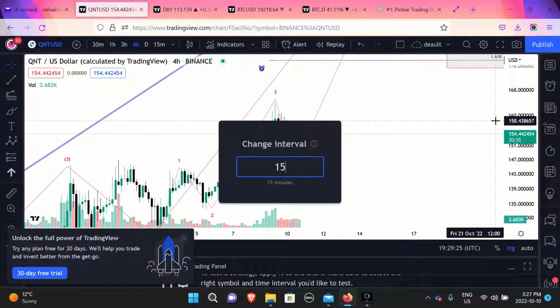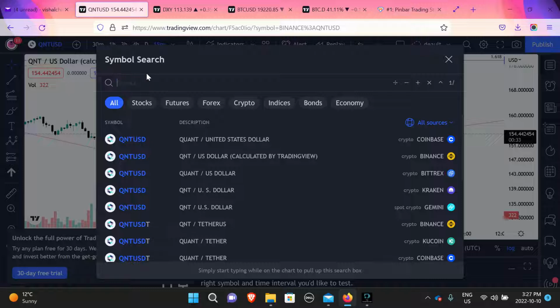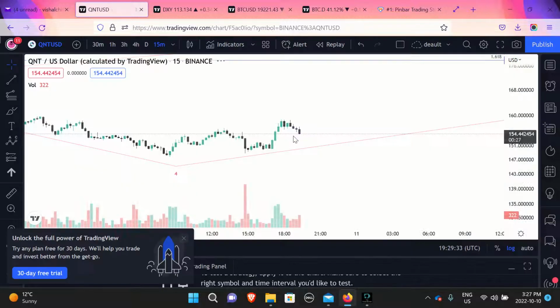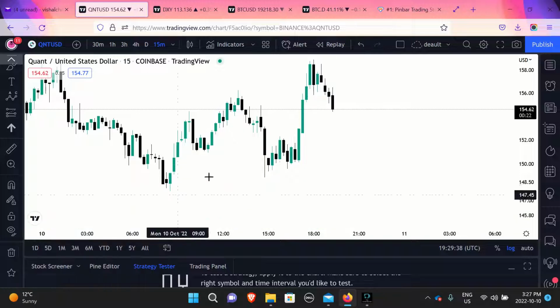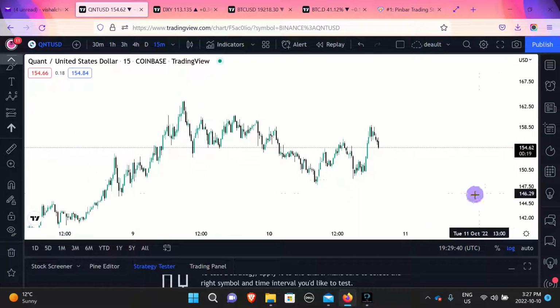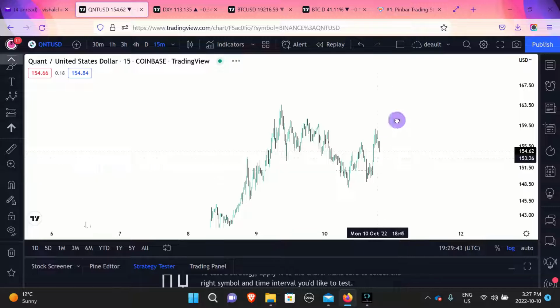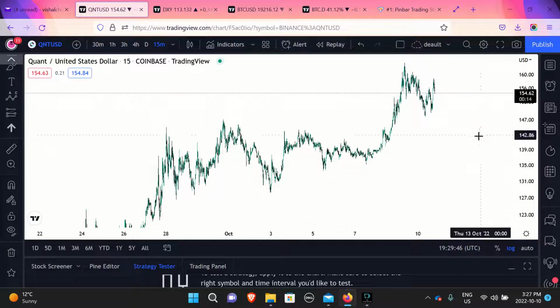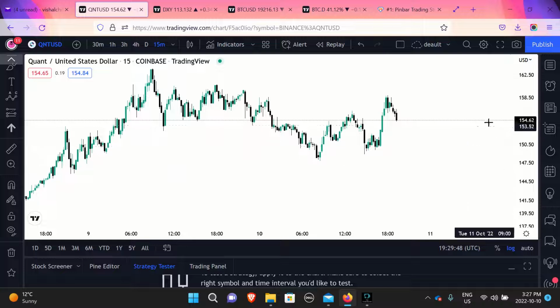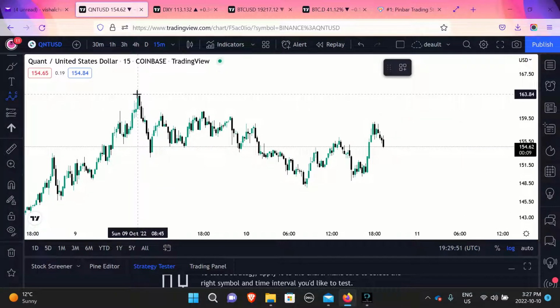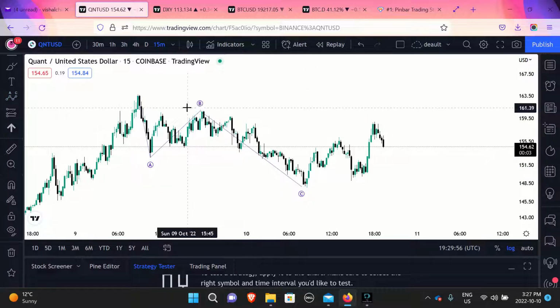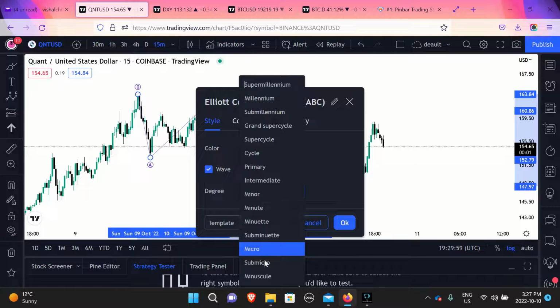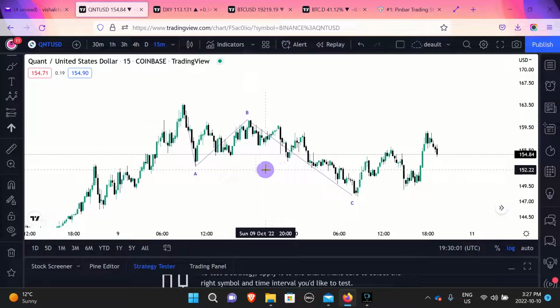Let's drop down to the 15-minute time frame. Let's actually go to the Quant USD pair on Coinbase. Let's just delete some of the things here. So this is what it looks like here. We had our perfect A, B, and our C leg right there. Let me just put this down to a lesser degree.